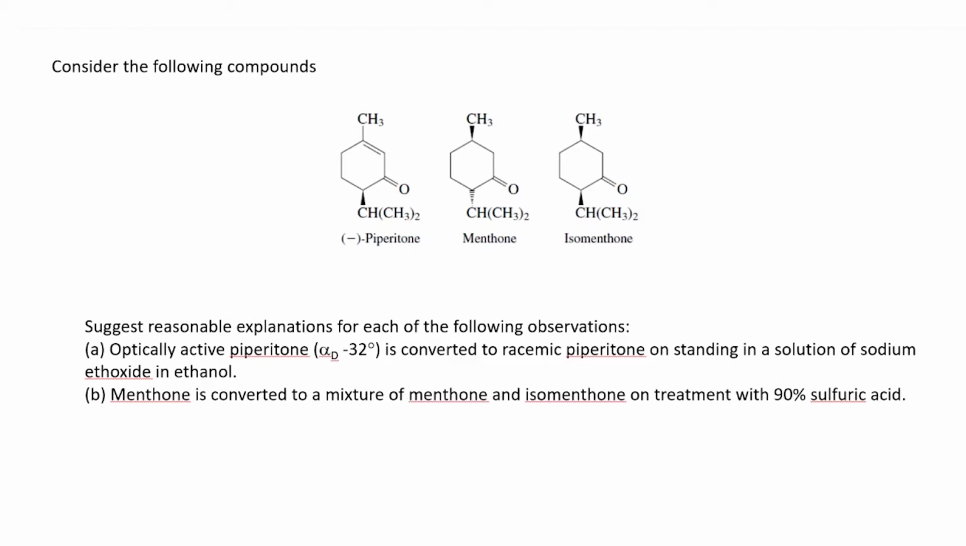And so the first question here is that piperitone is an optically active compound with a rotation of minus 32 degrees. But when you put this in a solution of sodium methoxide in ethanol, it converts to a racemic piperitone, which is basically, the rotation is 0 degrees. So propose a reasonable explanation for this? And then we'll look at the second question after that.